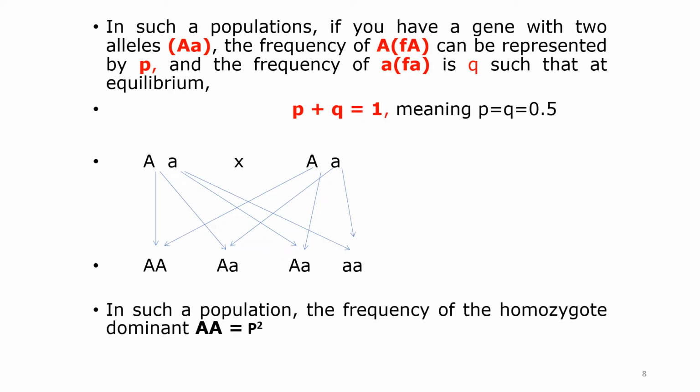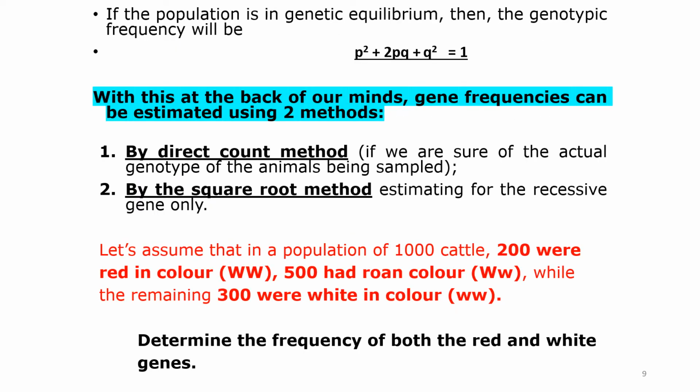So in such a population, the frequency of the homozygote dominant AA is equal to p squared. Why is it p squared? Because there's double homozygote dominance, so it's equal to p squared. While the frequency of the homozygote recessive small a should be q squared, and then the frequency of these two is 2pq. So the implication is that if this population is in genetic equilibrium, then the genotypic frequency will be p squared plus 2pq plus q squared, which should give us 1.